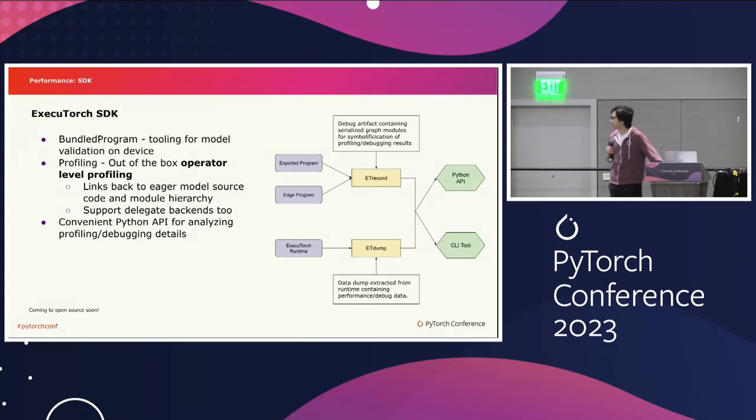Let me talk a little bit more about the SDK. We provide several very useful APIs. One of them is called bundled program, where we can bundle the sample input to the model along with the model. And this enables very fast validation on device. We also provide debugging and profiling tools. The profiler is able to connect the statistics back to the operator, providing out-of-the-box operator-level profiling. This is very handy to figure out the bottleneck of our program. All of them are provided in Python APIs to make sure the developer is able to use them easily.